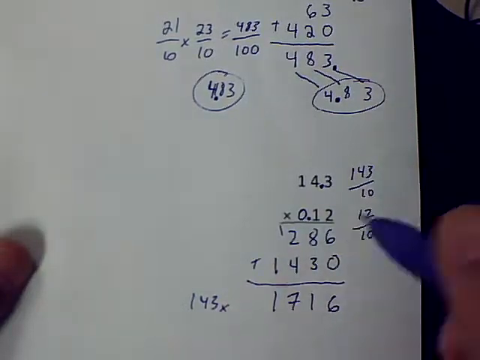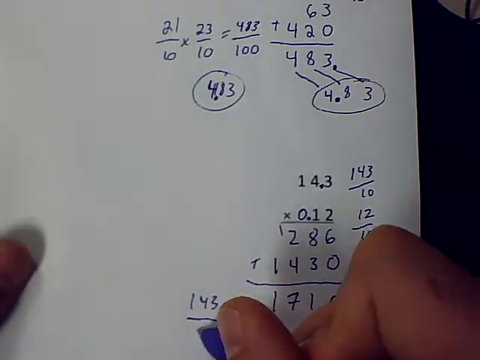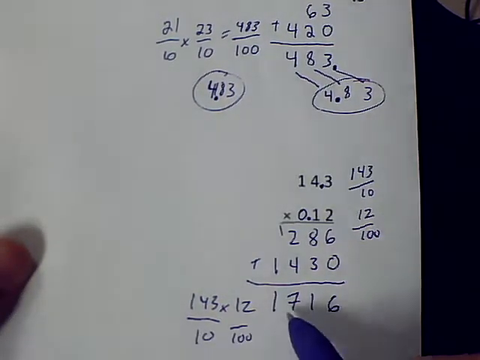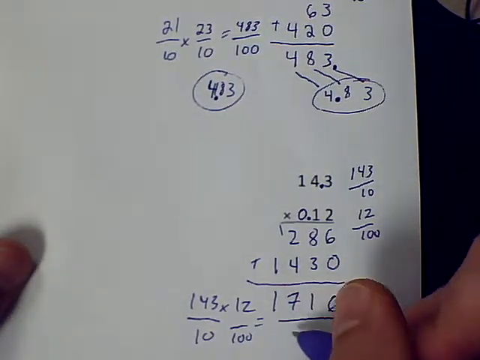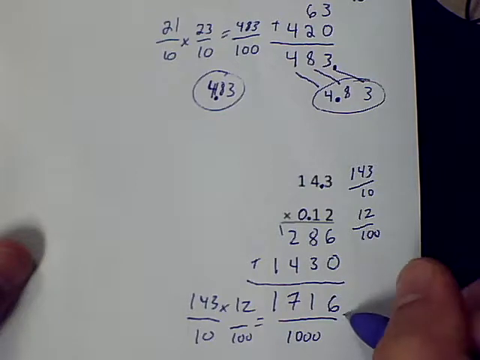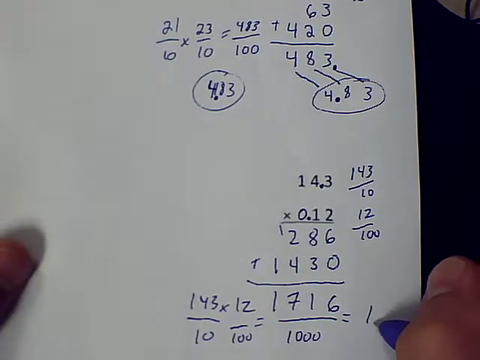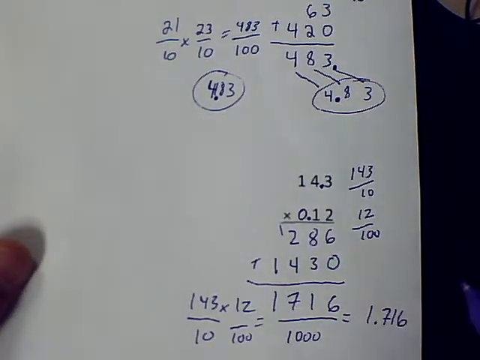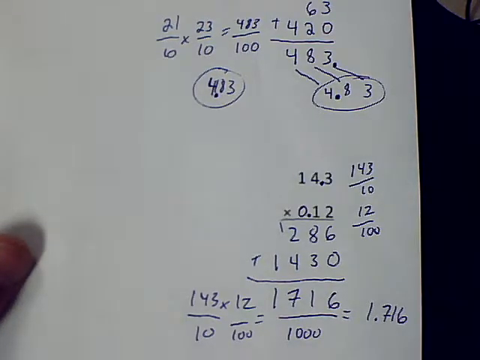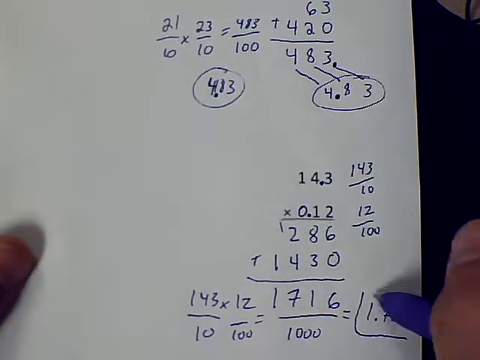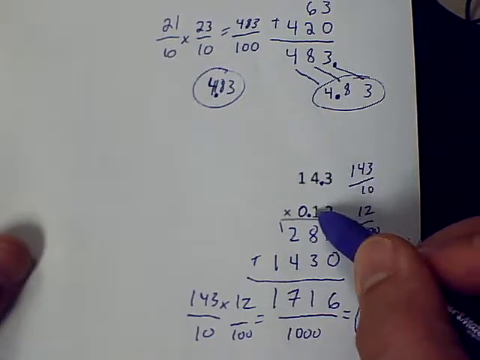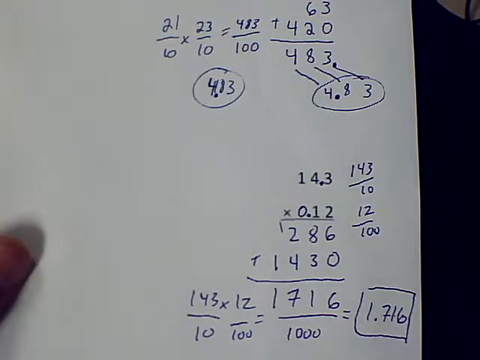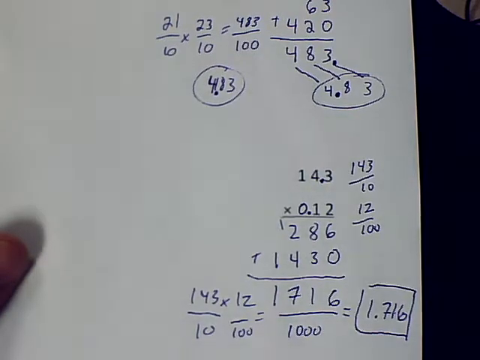143 times 12 was 1,716 over 1,000, which should be 1.716, because everything moved 3 place values smaller. Final answer is 1.716. There are tenths, hundredths, thousandths, so I need tenths, hundredths, thousandths in my answer as well. Hope that's been helpful.